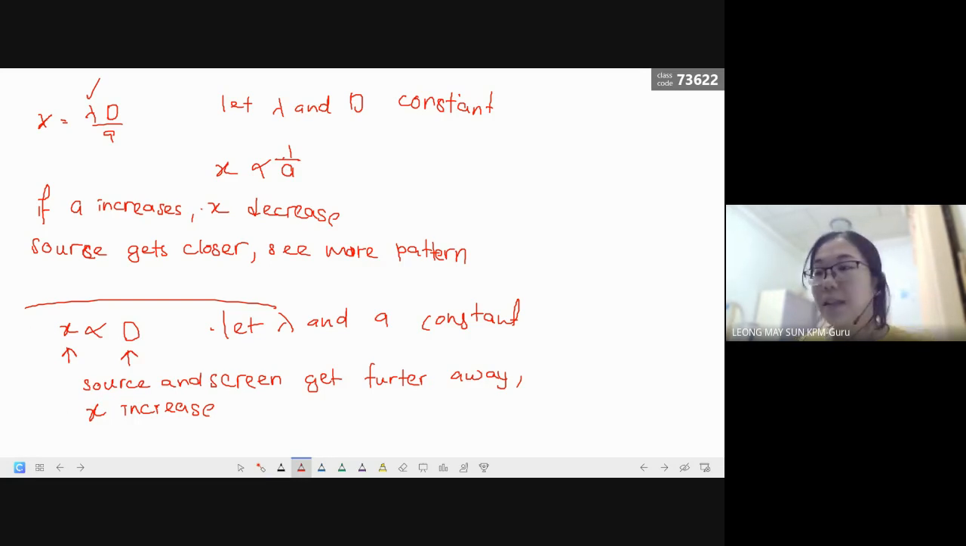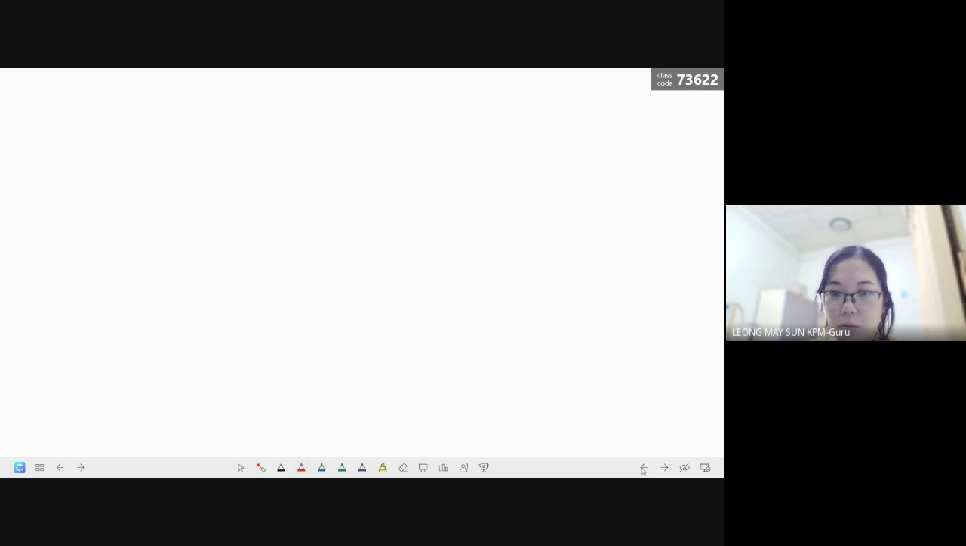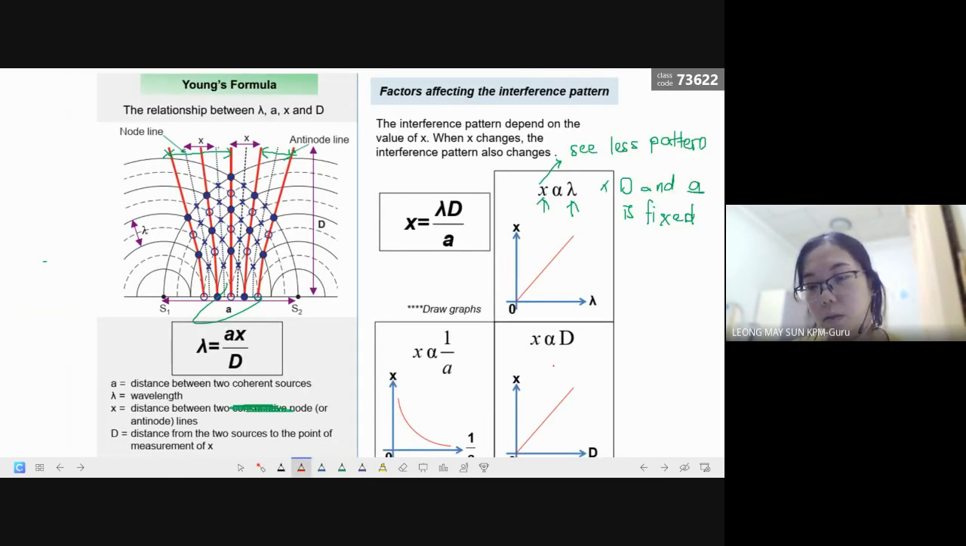In terms of sound wave, when X increases, it means the loudness pattern will get less. Or if it's a light wave, we will see fewer patterns on the screen. So let's get back to here. This is the analysis in terms of the graph. What I analyzed just now was actually in terms of conceptual understanding.